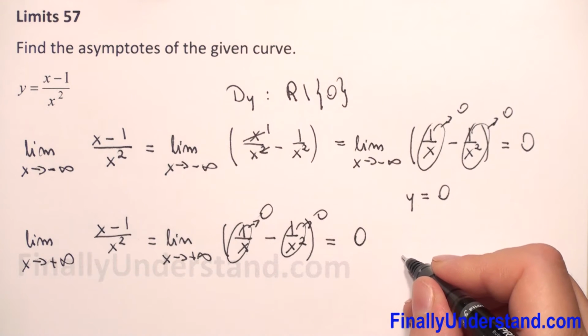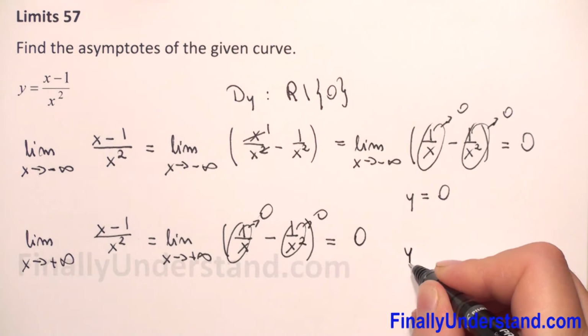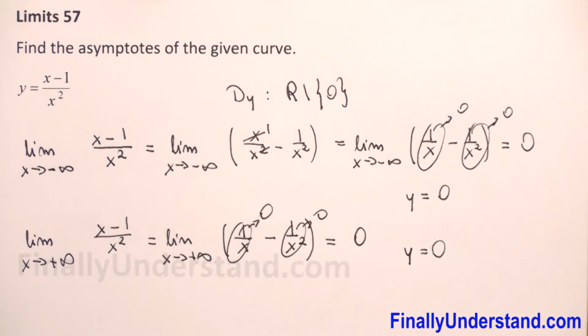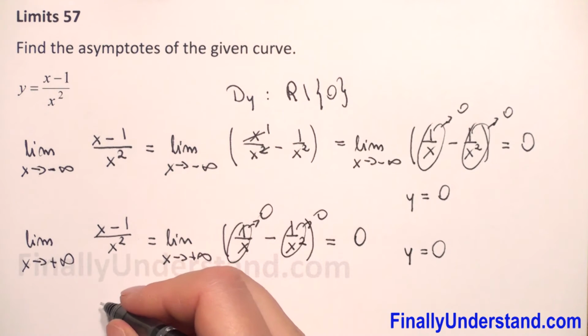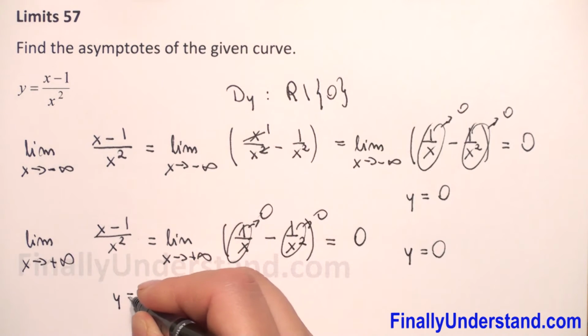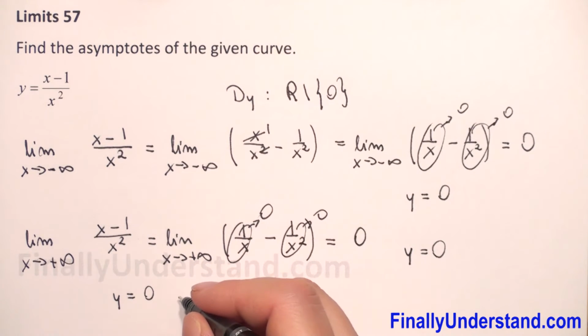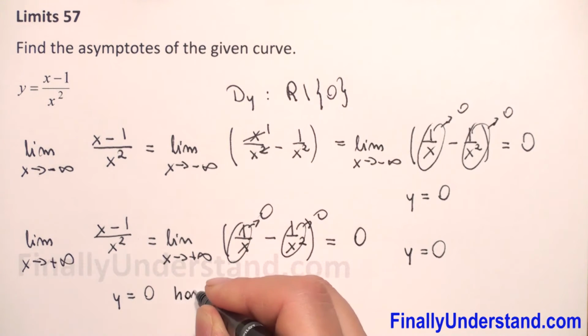So we have a horizontal asymptote on the right side. So we can write that we have a horizontal asymptote on both sides, y equals 0.